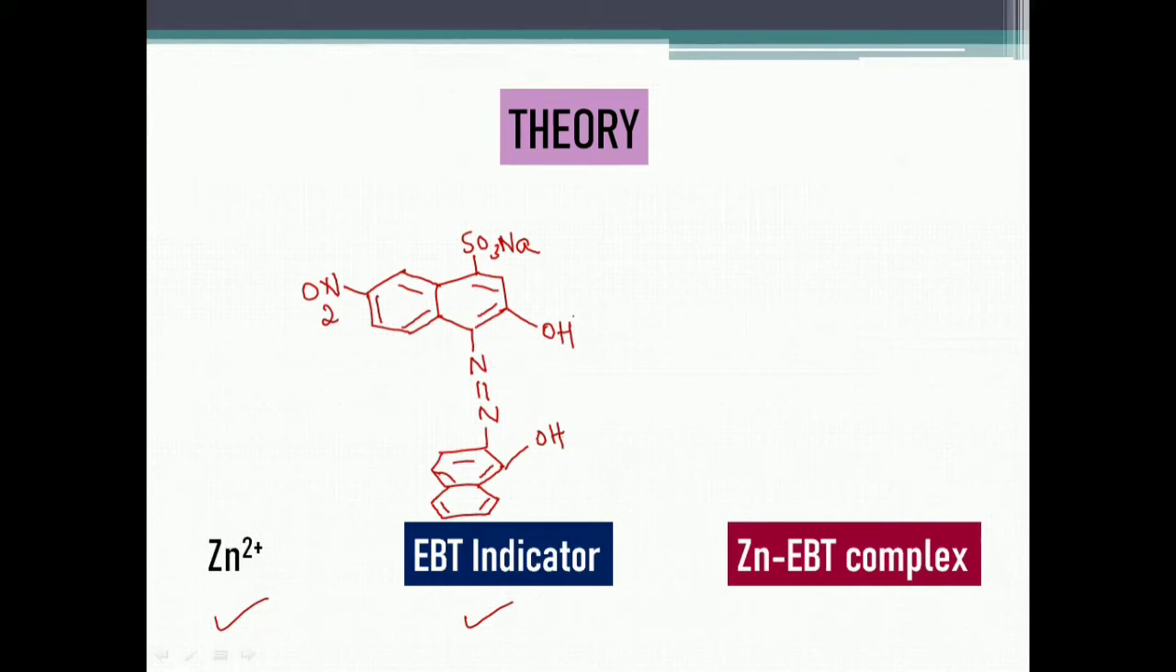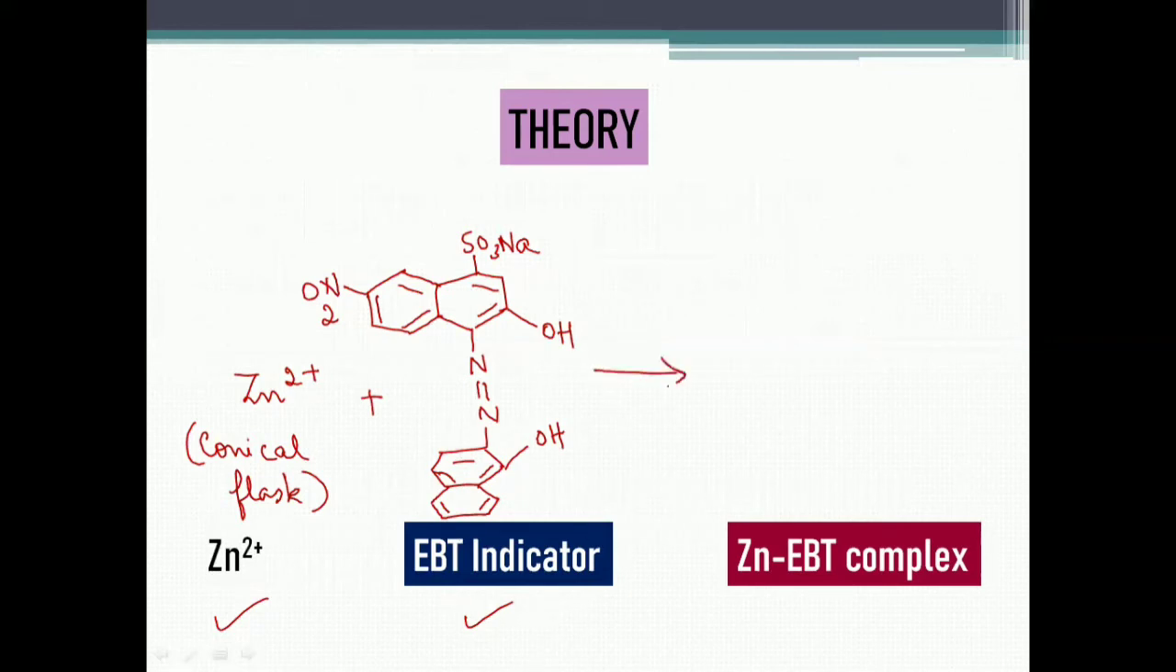In this structure itself, it is very clear that there are many auxochromes as well as chromophores present in this molecule, because of which the absorption also will take place, and therefore there is also color imparted to this molecule. So this will combine with the zinc ions present in the conical flask. To the conical flask, whatever zinc sulfate solution you take, we are going to add the EBT indicator, which is blue in color. That's why I have marked it in blue.